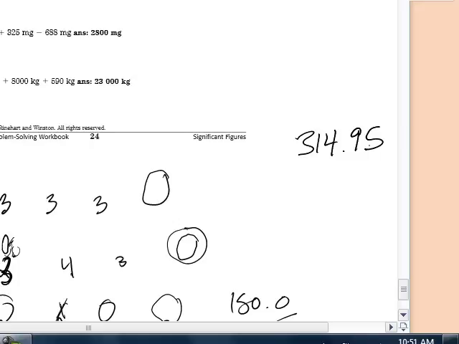How about 13.75 times 10.1 times 0.91? 9.1. 0.91. No, 0.91. So 13.75 times 10.1 times 0.91. Answer. Okay, how many significant digits am I limited by? What's my least number of significant digits? 2. So what's my answer?